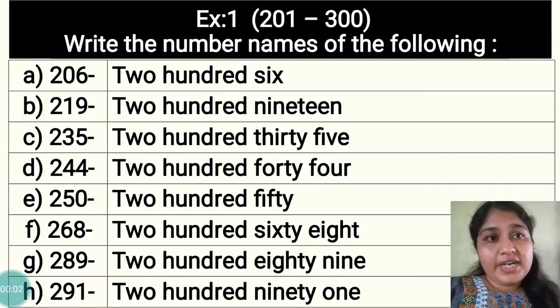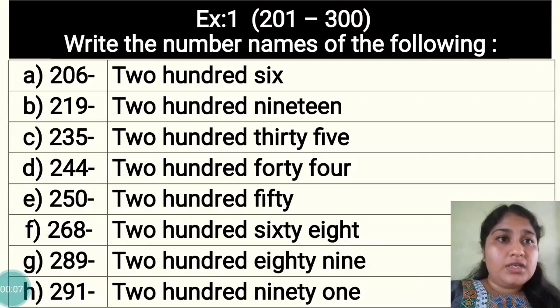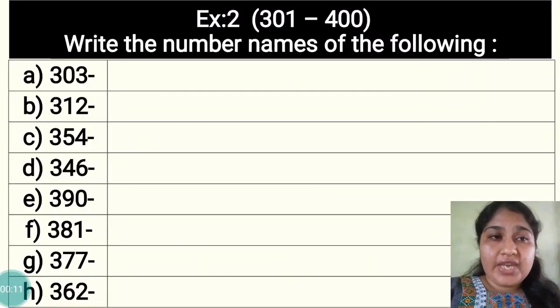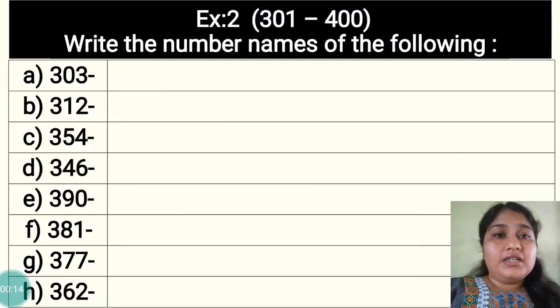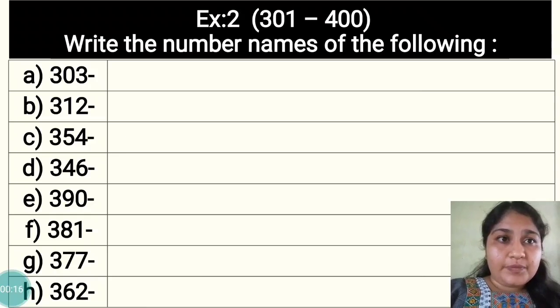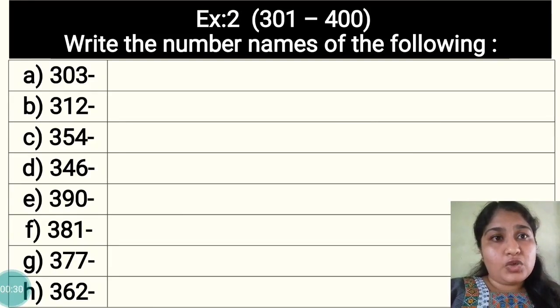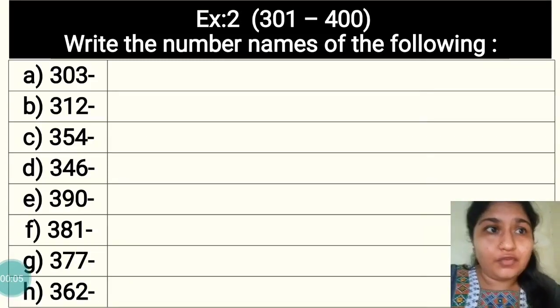Students, we have completed exercise 1 and now we are continuing with the exercise 2. So, this exercise 2 you have to write down on new page in your maths notebook only. Write down exercise 2. Write the number names of the following. So students, as you can see, different figures are given and they are coming between 301 to 400. So we have to write down their number names.